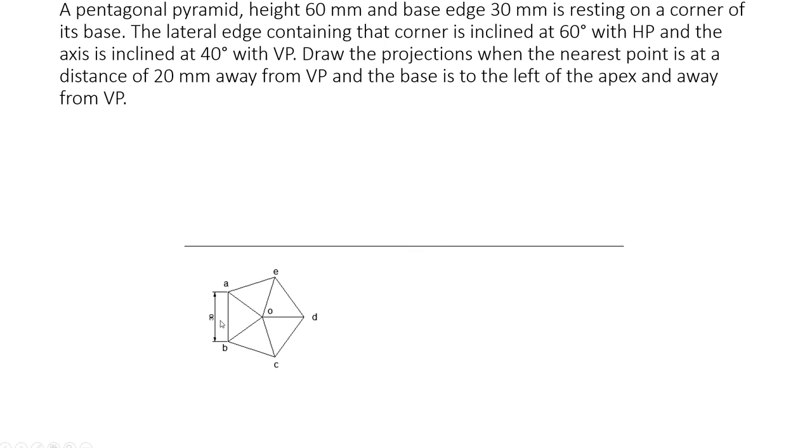Do the dimension also 30 mm. So you can erase the unwanted lines, which is the line from this apex to this base. That line you can erase. So only lines from the apex to this corner should be there. So this is the top view of the initial position.